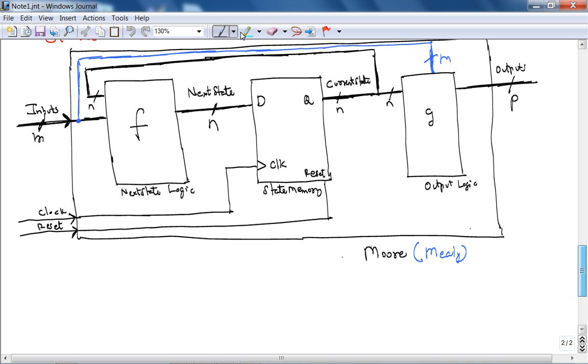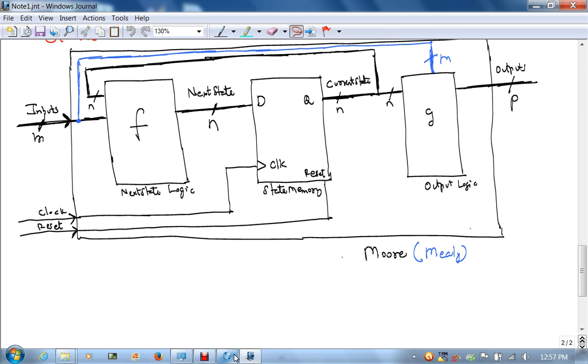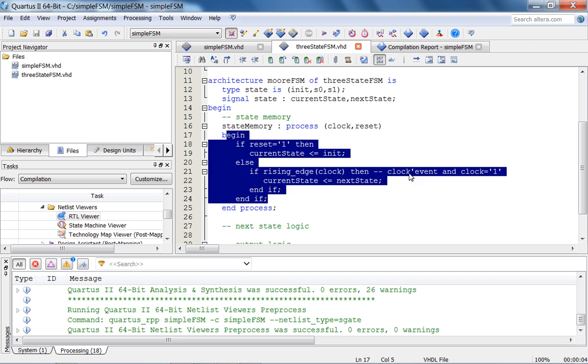This block, as you notice, has a reset and a clock, and basically it's a D flip-flop. Please do not put anything else in here. It's not necessary, and most likely you will synthesize latches. All right, how is the next state logic?